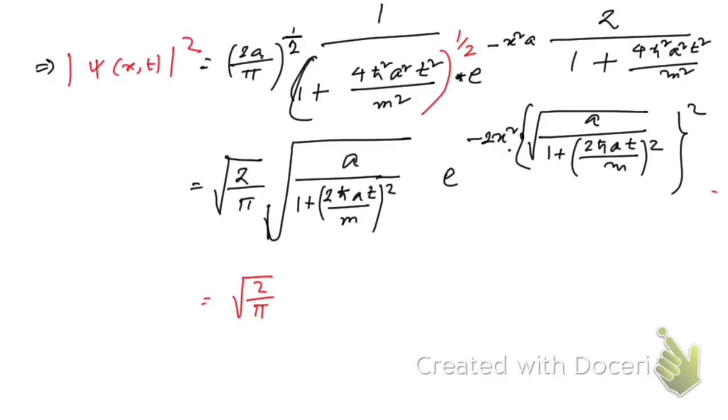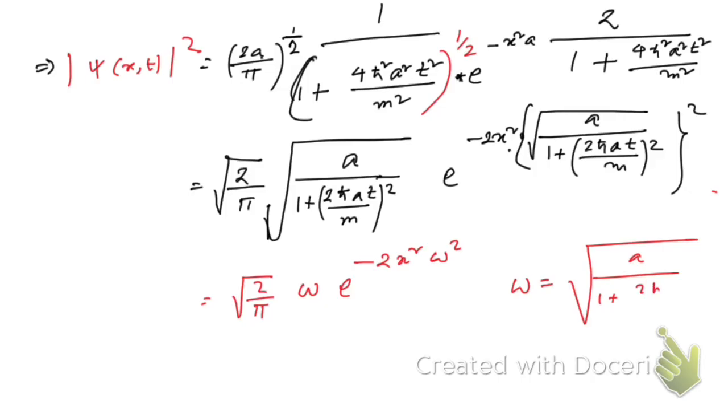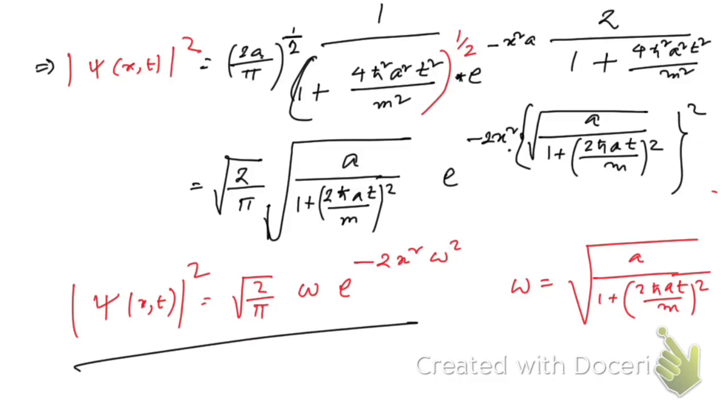So let me write here w e to the power minus 2 x square omega square. Okay, omega square, right? So here this omega, this is w, I think. And this is nothing but a by 1 plus 2a squared a t by m, this is square here. So this is the probability density. This is the probability density, right?